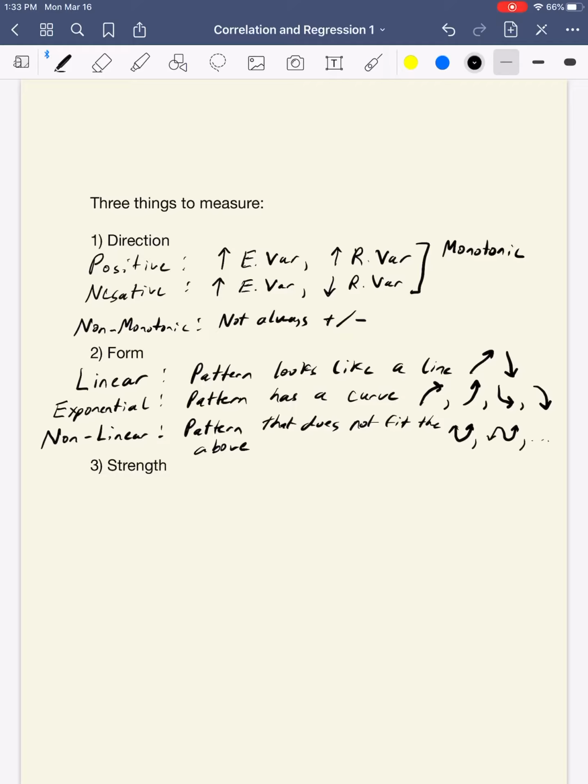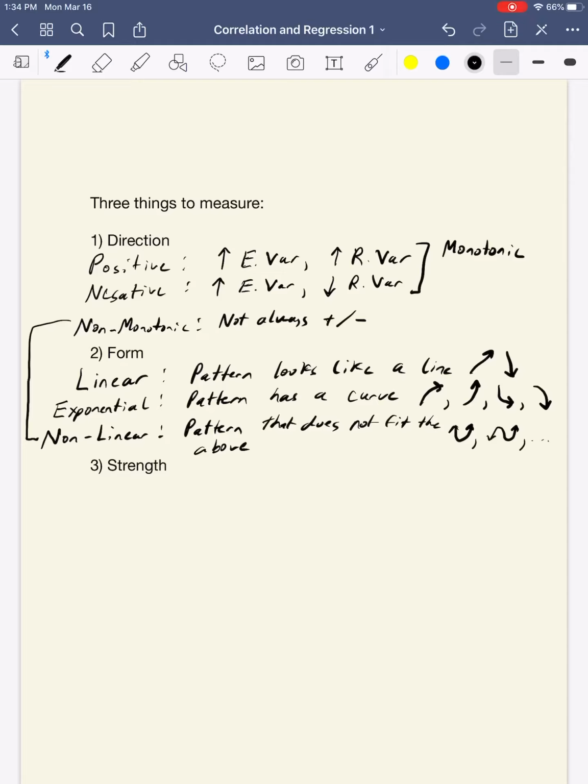And you'll notice that the nonlinear patterns that we're drawing, like that U shape or that weird sort of sideways S, those don't have a clear direction. So you will notice that non-monotonic and nonlinear sort of go hand in hand. Anytime we talk about something being a nonlinear pattern, we're expecting that it's non-monotonic, because if it was monotonic, we would hopefully be able to describe it as either linear or exponential.